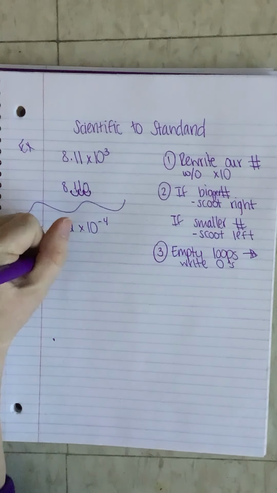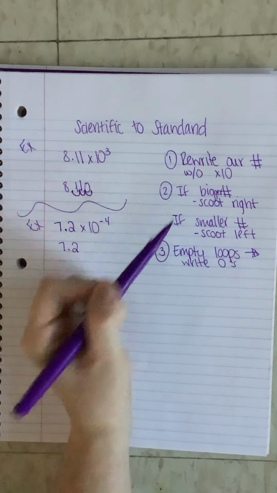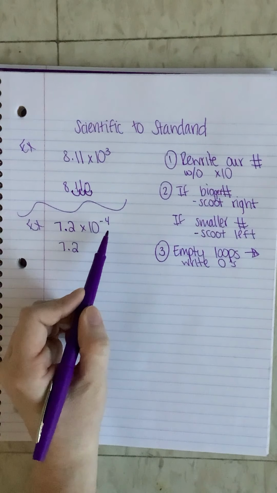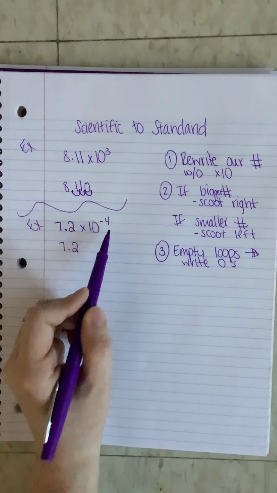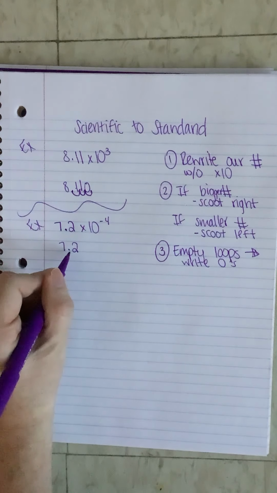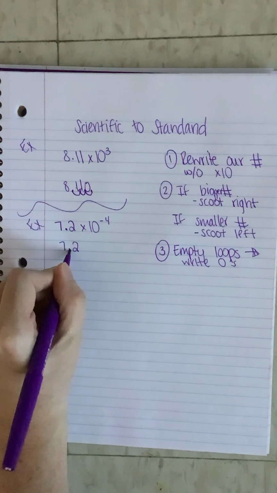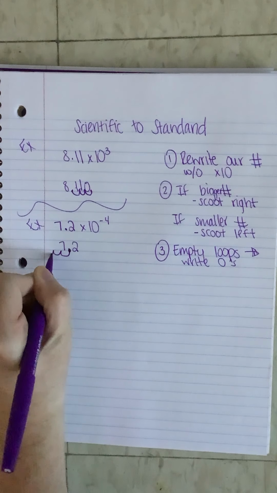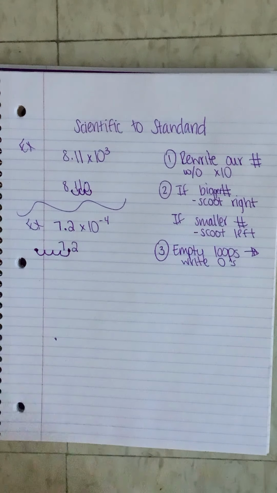So I'm just going to write 7.2. Step 2, if it's a smaller number, we need to scoot left. And again, our power is going to tell us how many times we need to move. So here we need to move four spaces to the left. So I'm going to put my purple marker where that decimal's at, and I'm going to move 4 times. So let's scoot. 1, 2, 3, 4. And I'm going to write a decimal point there.